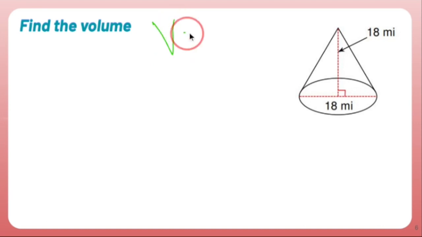Whether you have this formula memorized or not, I do. So let me take care of you. The volume of a cone is 1/3 pi r squared h.